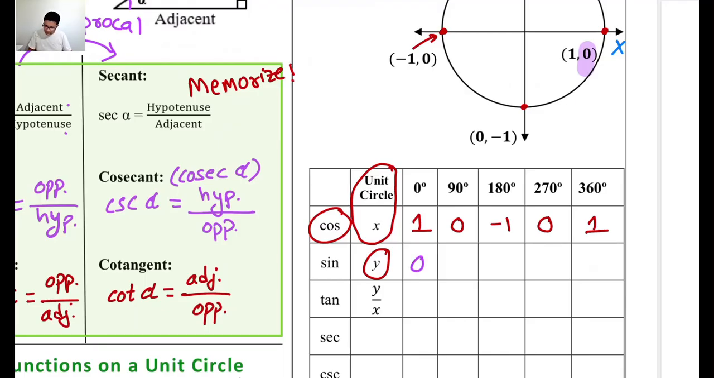And now check with me. Sine 0 is 0, sine 90 is 1, sine 180 is again 0, on the x-axis the y coordinate is 0. At 270, you are now at 0, -1, and back to 360, which is 0.